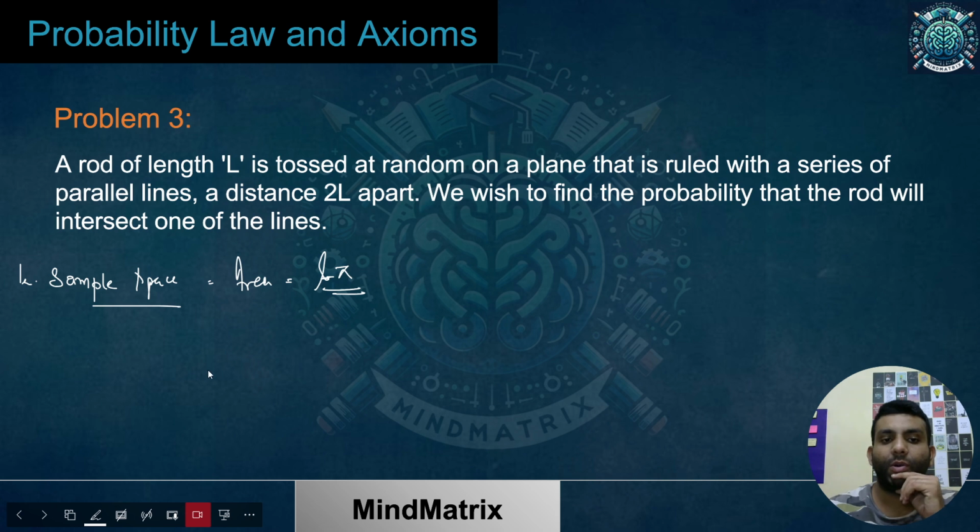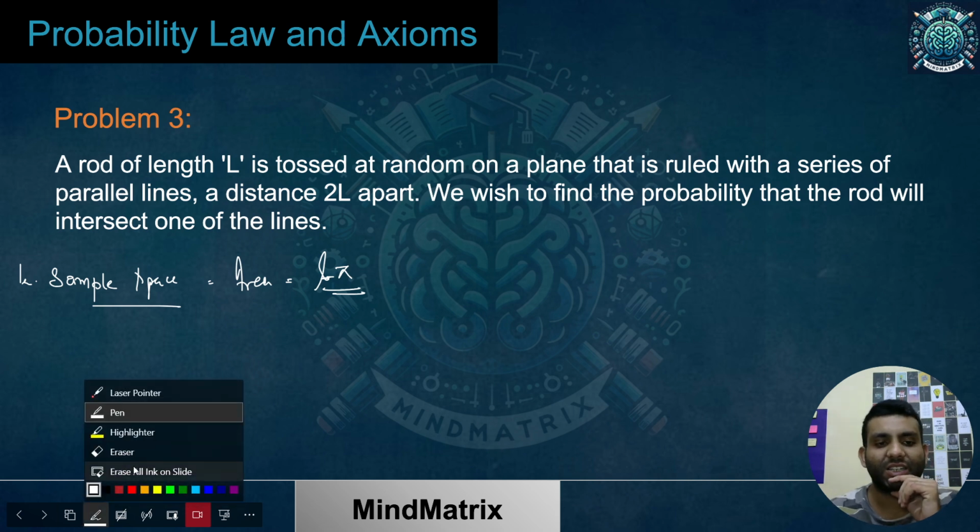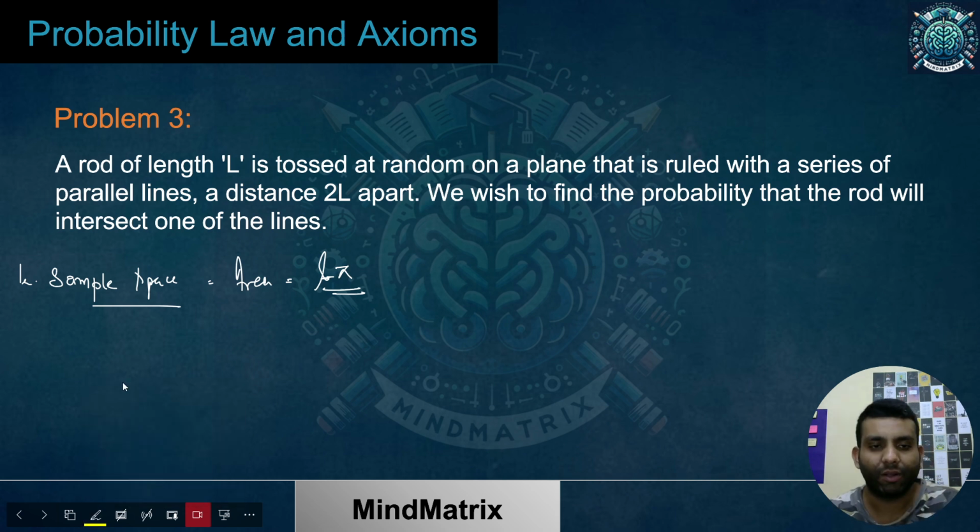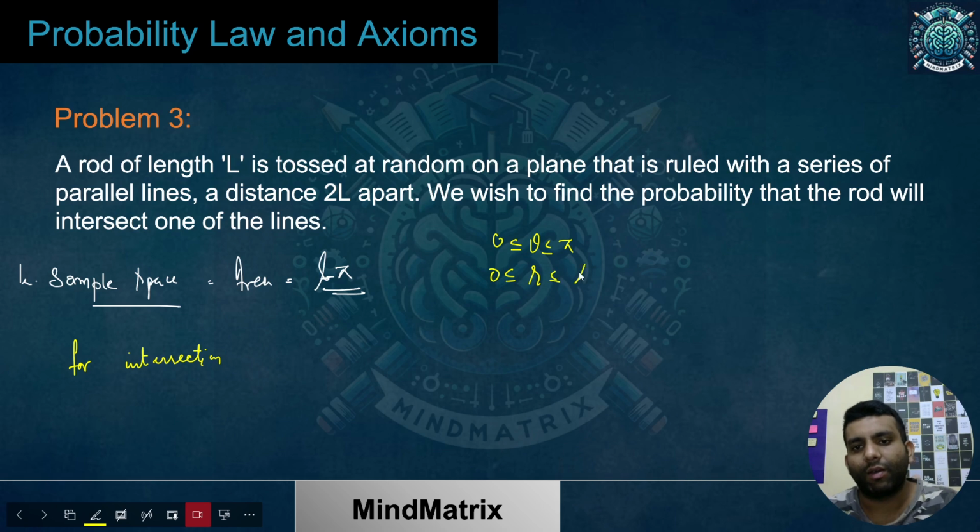Now if I talk about the condition for the intersection, we have already learned it. For intersection, we already know the other conditions which were present. That theta must be 0 to pi and r must be 0 to L. That was the already existing condition. But for intersection, we have another extra condition, which is r must be less than or equal to L by 2 sine theta.